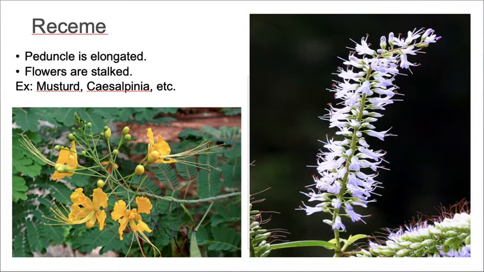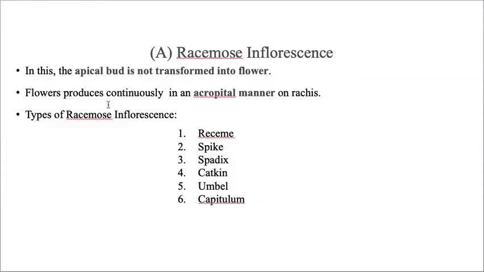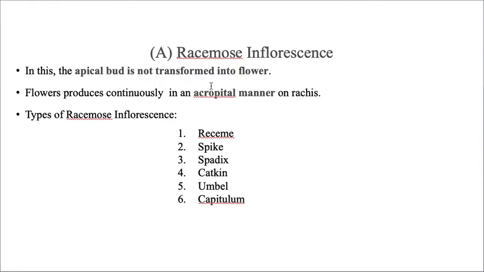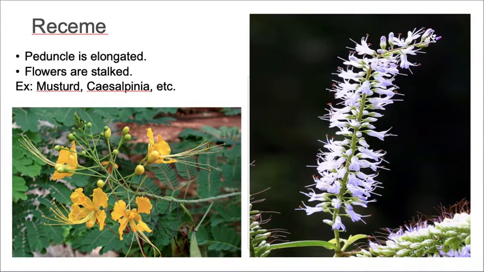The first one is raceme. What I already told you: racemose means the apical bud does not transform into a flower, and the flowers are produced continuously in acropetal manner. Now let us take these two sentences and explain them. Now let us take the first type, that is raceme. In this, see, this is a common axis called the rachis, whereas the main bud is always not transformed into a flower. This is the apical region where the bud is still there, and the rachis keeps on growing, whereas it is producing flowers below.